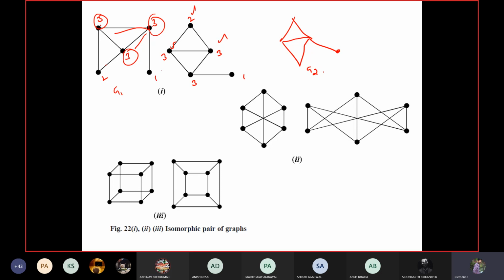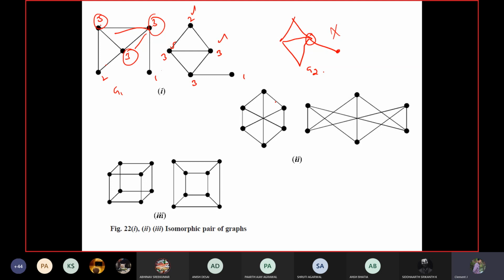Very good. Can you please justify with only one point? So that right vertex has degree 4, sir. Very good, superb. See here, this vertex has degree 4. So in the third condition itself, it fails. So I cannot call these two graphs isomorphic.